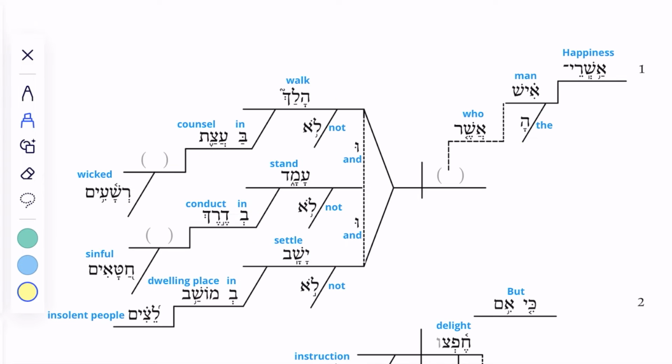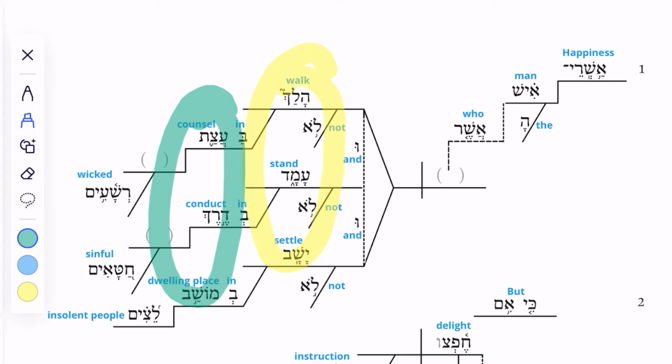The parallel syntax provides the opportunity for poetic exploitation, as we see the pattern of three verbs, walk, stand, settle, three nouns for a location of sorts, counsel, conduct, dwelling place, and three groups to whom these belong, the wicked, sinful, and insolent. The similarity in syntax prompts a closer look, which in this case happens at our semantics layer with the imagery and the progression from walk to stand to settle.